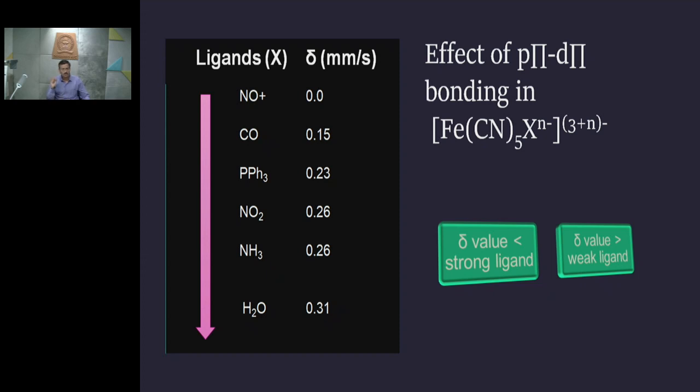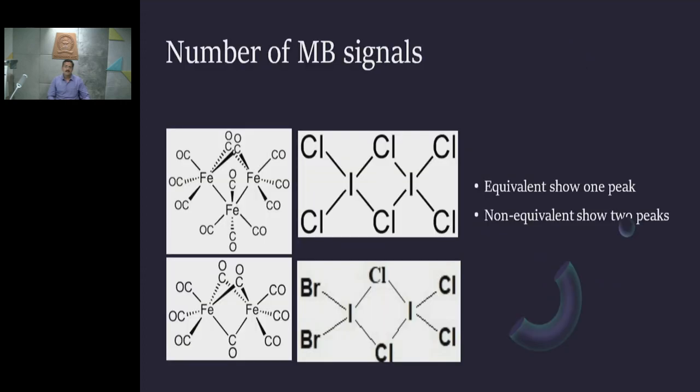Then there is also the bonding between the metal complexes. The delta value is less if it has a strong ligand, and higher for a weak ligand. This is the image with ligands: nitrosyl, cobalt, triphenyl phosphine, NO2, NH3 and water, where an increase in delta value takes place. So the nature of the ligands plays a major role. There is a shift of the delta value, so it moves towards higher or lower depending on its nature.